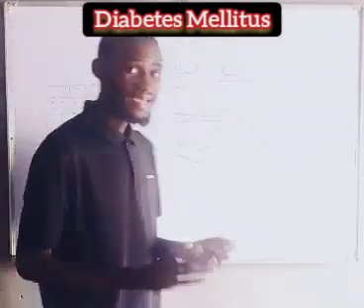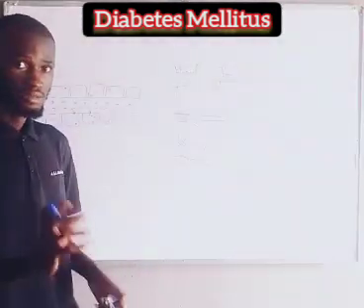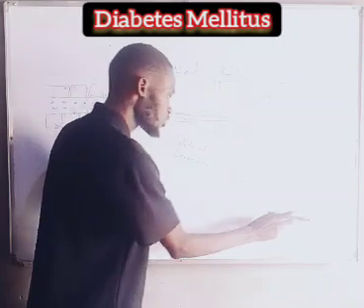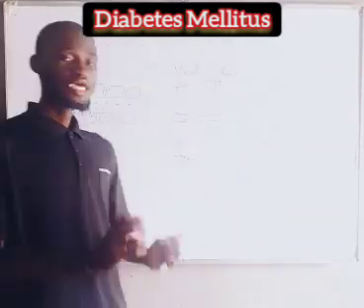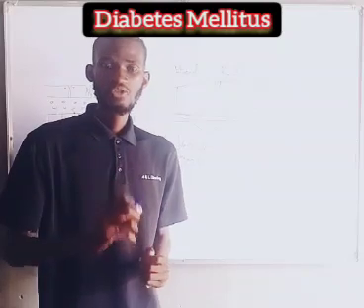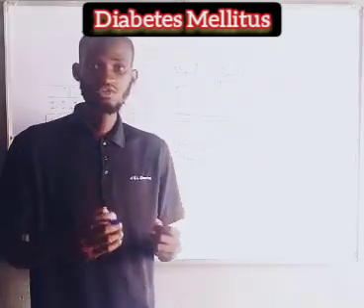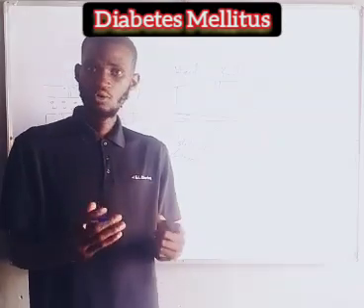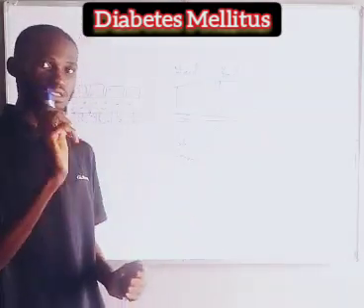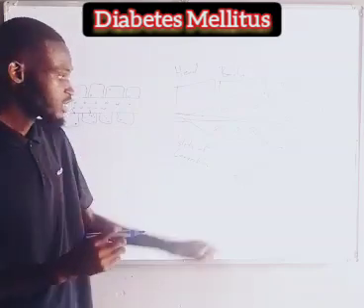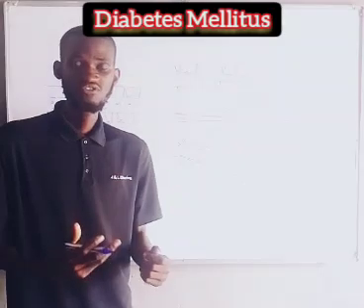When we are starving, the pancreas secretes glucagon. This glucagon is there to break down the stored glucose. Glucose is stored in the form of glycogen. So when we are starving, the stored glycogen is broken down to glucose, so that we have enough energy.